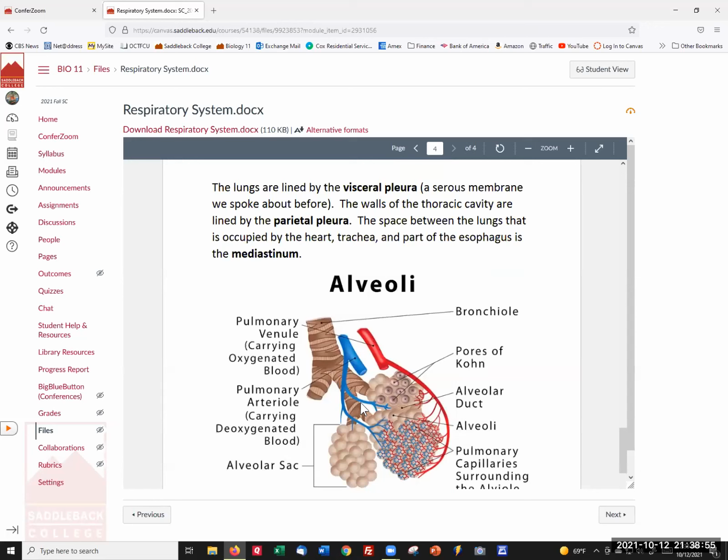We talked about this the other day when we talked about serous membranes. The lungs are lined by the visceral pleura, and the thoracic wall, chest wall, is lined by the parietal pleura. The space between the lungs, we already said, is the mediastinum.